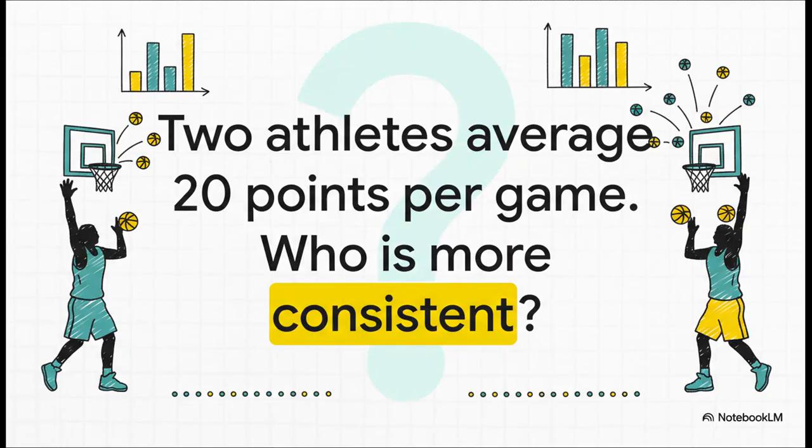To really get why this is so important, let's imagine a scenario. You've got two athletes, and on paper, they look like twins. Both are averaging a solid 20 points a game. But if you had to put your money on one of them having a solid game tonight, who would you pick? Just based on that average. It's a total coin toss. We're clearly missing a huge piece of the puzzle.